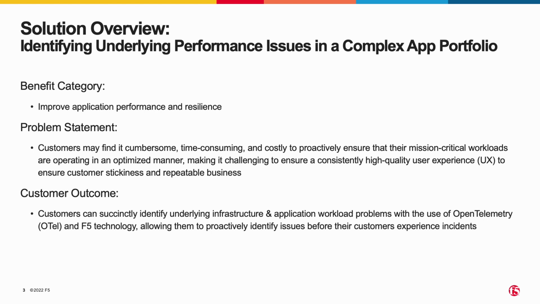So what are we trying to achieve with this solution? Our customers find it cumbersome, time-consuming, and costly to proactively ensure that their mission-critical workloads are operating in an optimized manner. This proves challenging to ensure a consistently high-quality user experience to ensure customer stickiness and repeatable business. Here we demonstrate how customers can succinctly identify underlying infrastructure and application workload problems with the use of OpenTelemetry and F5 technology, allowing them to proactively identify issues before their customers experience incidents.